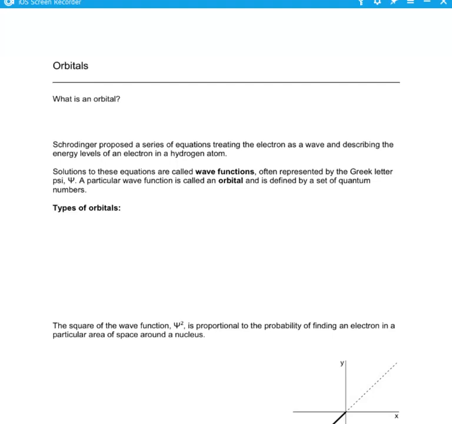So we can use orbitals from time to time, and we will throughout the course, to explain why we get a particular result in a reaction or why a reaction is happening the way it is. So let's start by asking the question, what is an orbital? So at this stage of the game, your answer to that is probably that an orbital is an area around a nucleus where there's a probability of finding an electron.